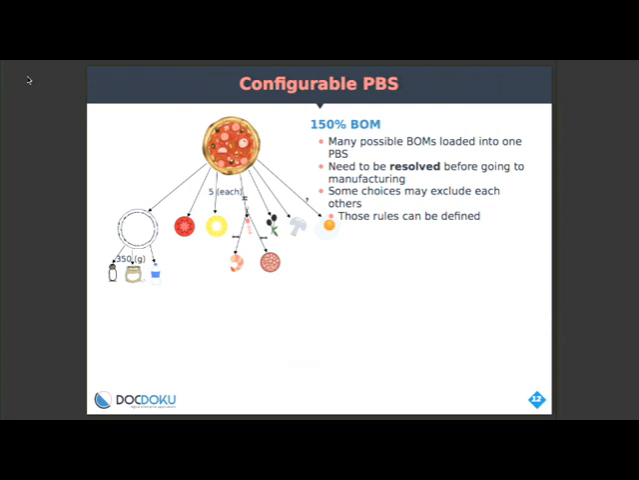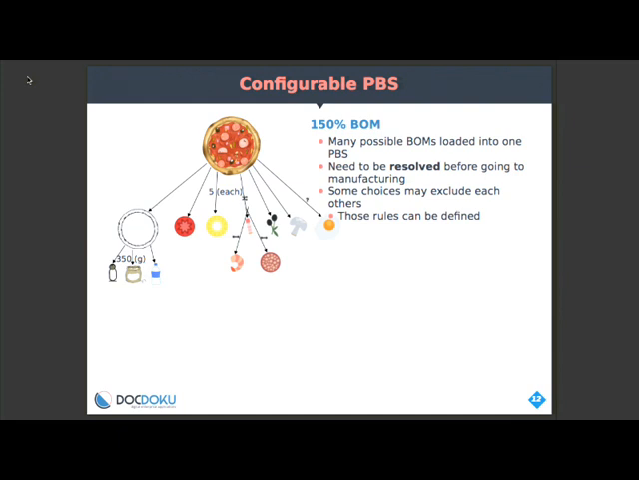At the end, what you get is a 150% bill of materials. 150% means above 100%: you have too many things. It's not a real product. It's a kind of abstract product which has all the various configurations, and it's not makeable. So to get a makeable product, you have to resolve, this is the term, you have to resolve your PBS.